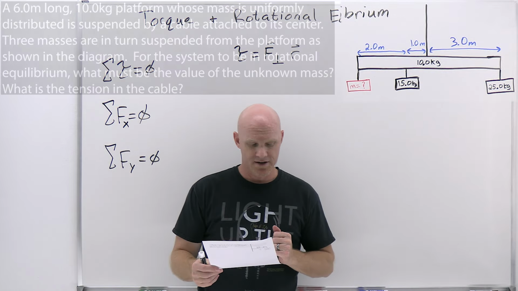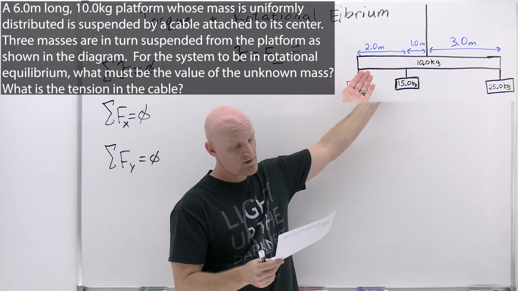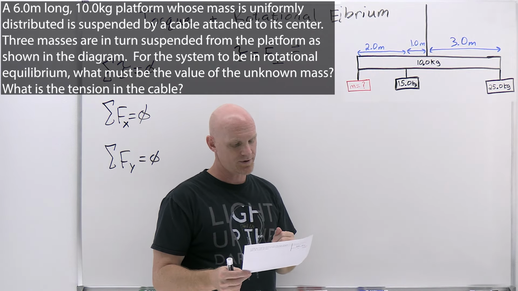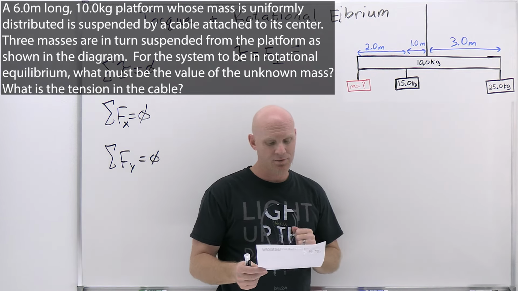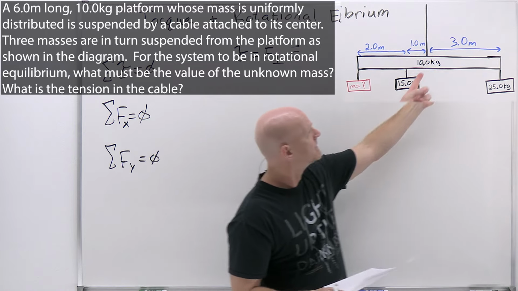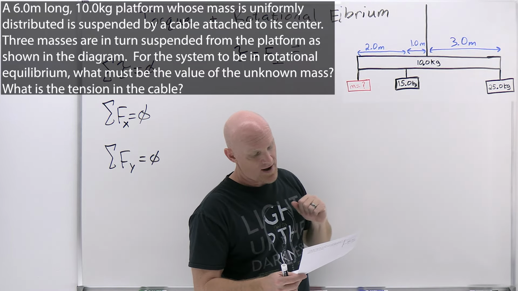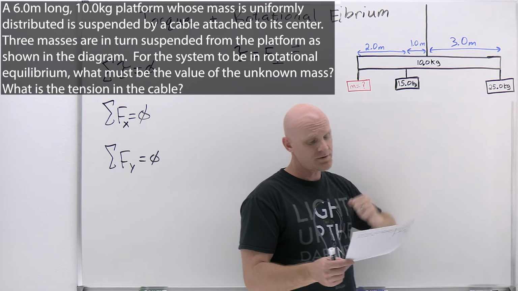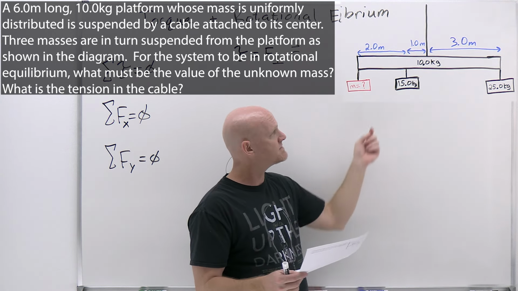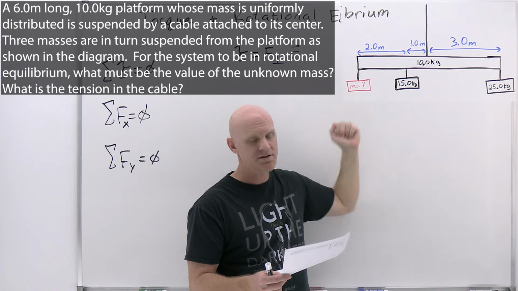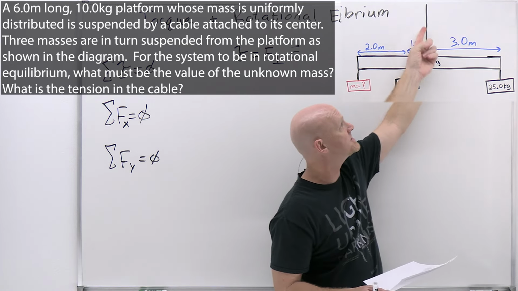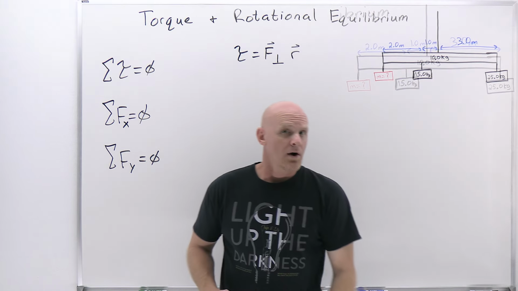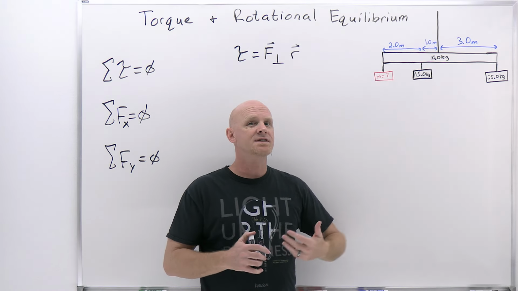So the next question says, a 6.0 meter long 10 kilogram platform whose mass is uniformly distributed is suspended by a cable attached to its center. Right at the middle there. Three masses are in turn suspended from the platform as shown in the diagram. For the system to be in rotational equilibrium, what must be the value of the unknown mass? And then also, what is the tension in the cable? So two questions here.